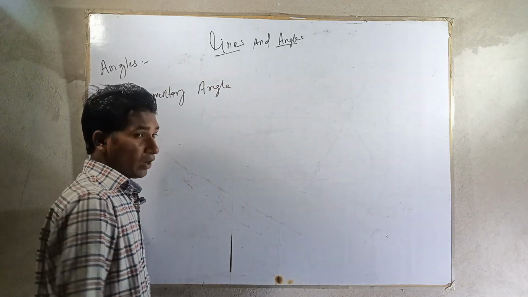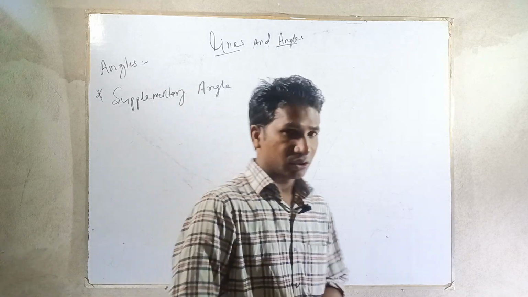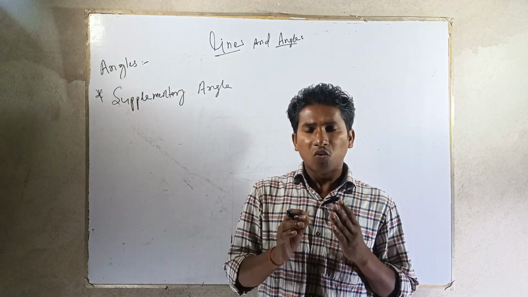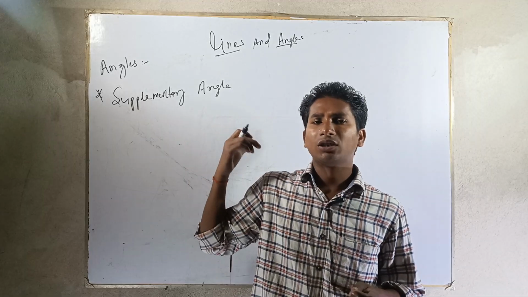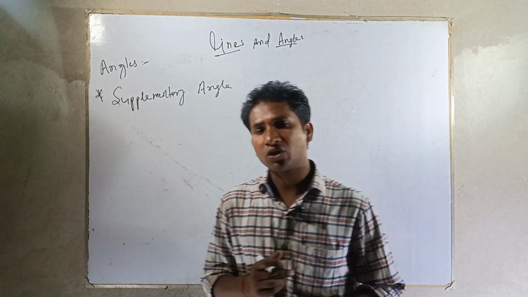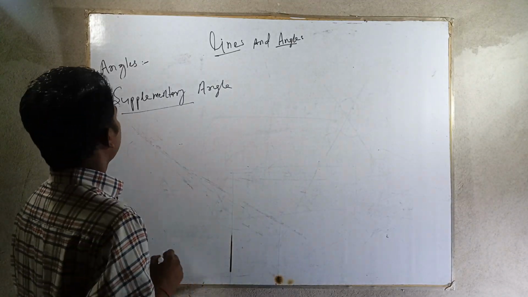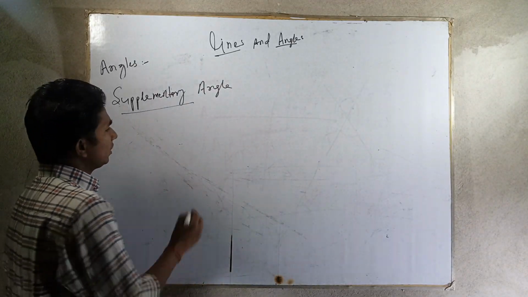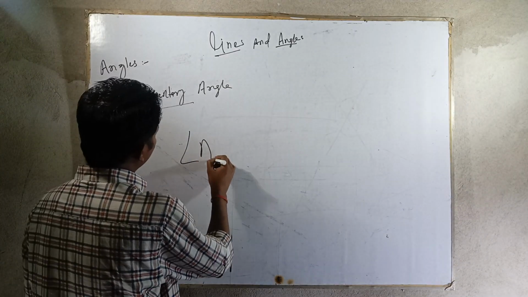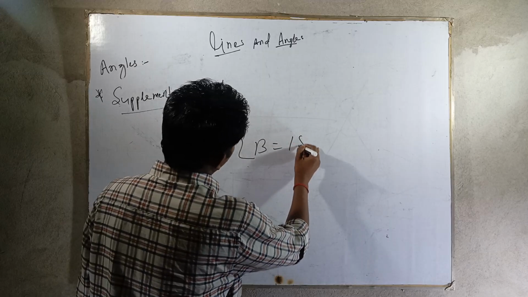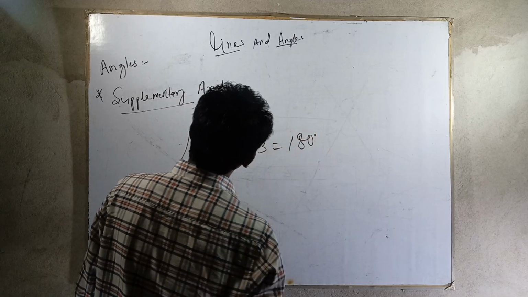Supplementary angle, what is it? When the sum of two angles equals 180 degrees, this is called a supplementary angle. So this is called a supplementary angle. Sum of two angles equal to 180 degrees is called a supplementary angle.